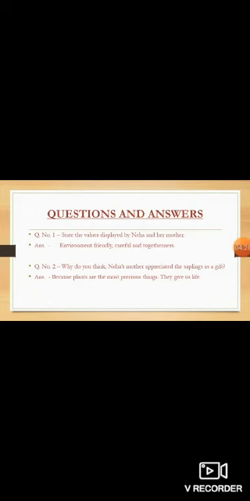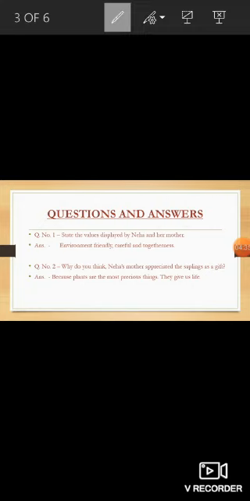Now let us discuss the questions based on this paragraph. First question is, state the values displayed by Neha and her mother. So what are the values displayed by Neha and her mother? What are the good qualities? So the answer is, they were environment friendly, because they selected plants in place of any other gift, in place of precious jewelry and costly sarees. They selected plants, so they were environment friendly and they were also careful, and togetherness was also there in them. So these three are the values which can be seen in them.